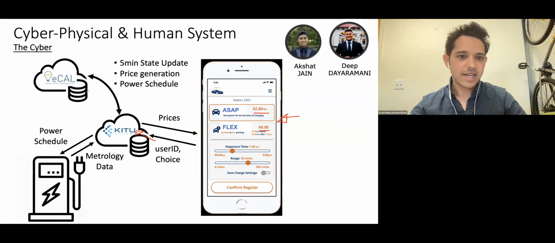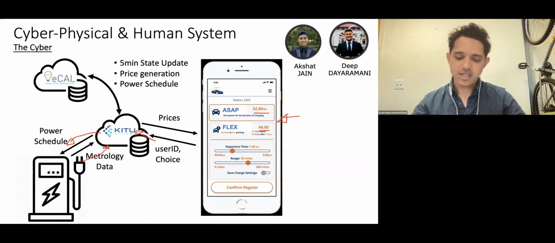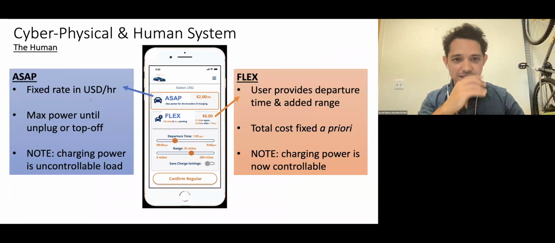And then there's some optimization and learning happening, which is then optimizing the power schedule, which is transmitted to the EV charger. And then we have this so-called metrology data that's measuring the actual power and whether they're connected and so forth. That's then being stored and continuously processed. Developed by Akshat and Deep. Actually, undergrads built code that is production level in this project.